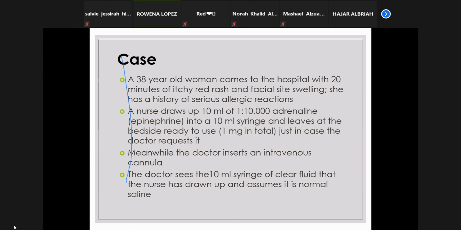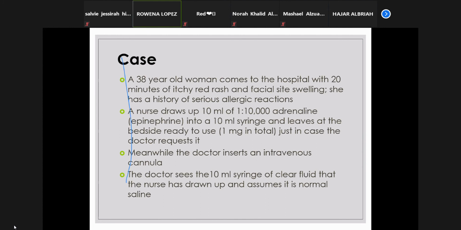Another case: a 38-year-old woman comes to the hospital with 20 minutes of itchy red rash and facial swelling. She has a history of serious allergic reactions, and a nurse draws up 10 ml of 1:10,000 adrenaline (epinephrine) into a 10 ml syringe and leaves it at the bedside ready to use, which is 1 milligram in total. Really, it's a high dose, just in case the doctor requests it.